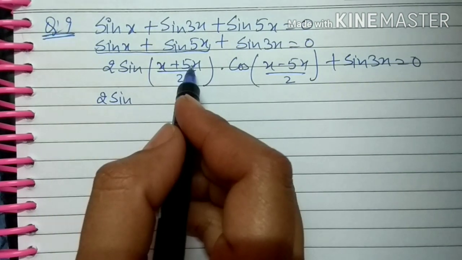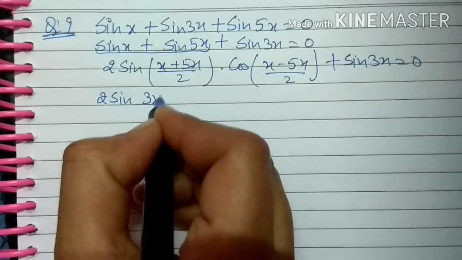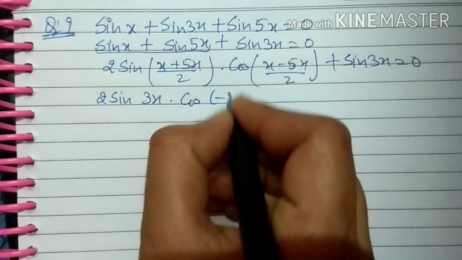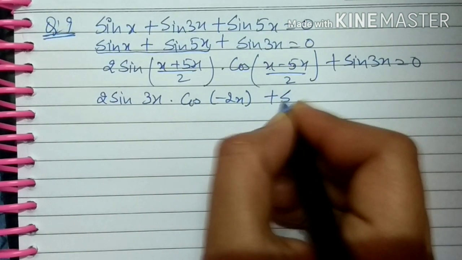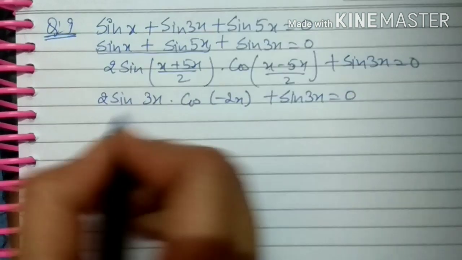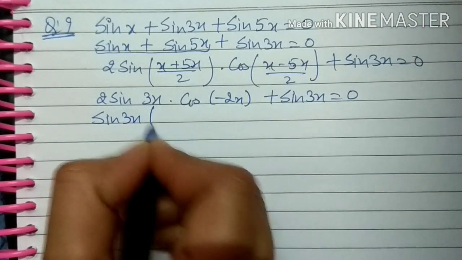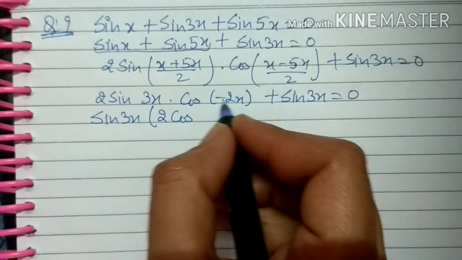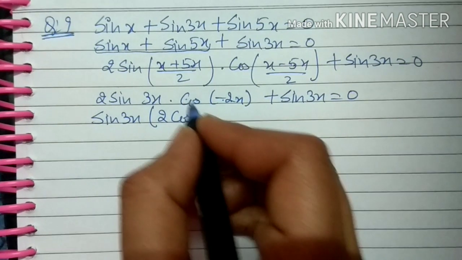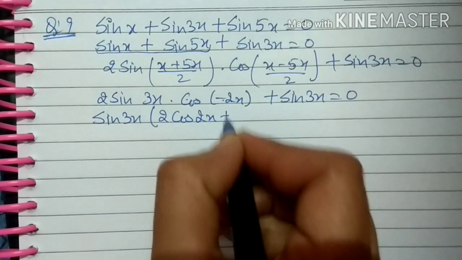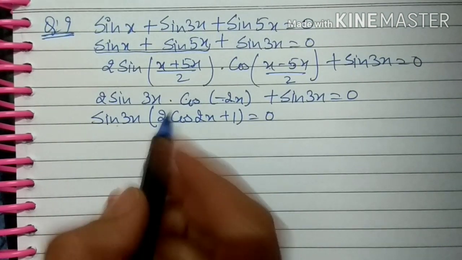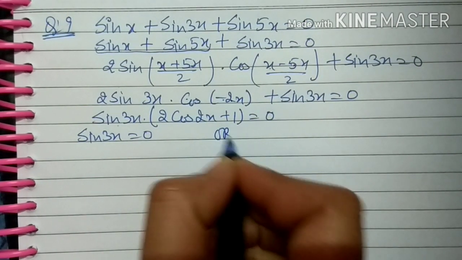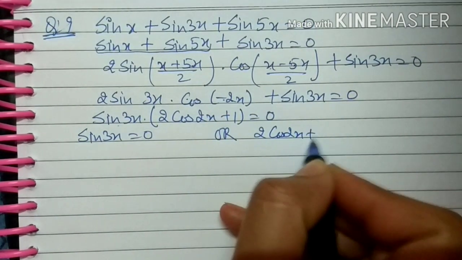So we have 2 sin of 6x by 2, that is 3x, into cos of (x minus 5x), that is minus 4x by 2, that is minus 2x, plus sin 3x equals 0. Now we are taking sin 3x common. We have 2 cos, and cos of minus theta is cos theta. Cos of a negative angle lies in the fourth quadrant, and in the fourth quadrant cos is positive. So we have sin 3x into (2 cos 2x plus 1) equals 0. Now the product of these two terms is 0, so either this equals 0 or this equals 0.